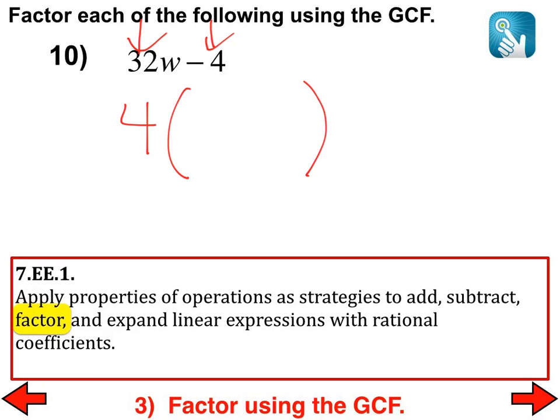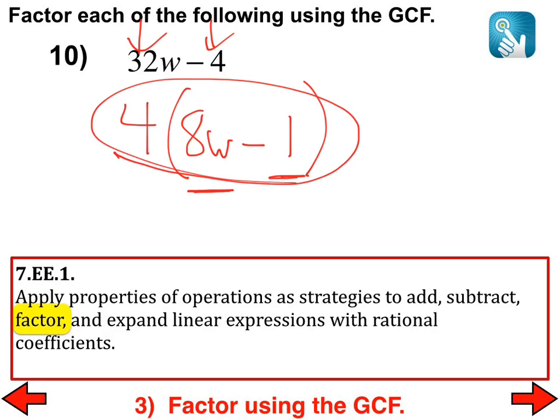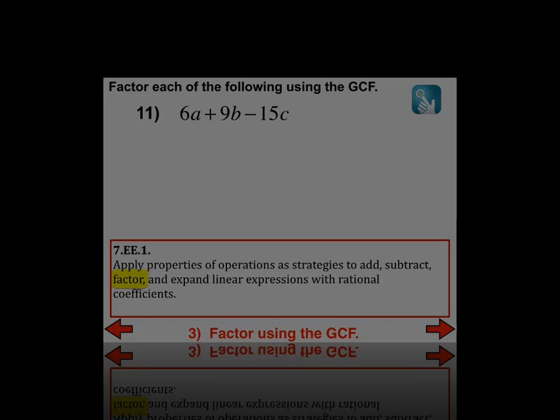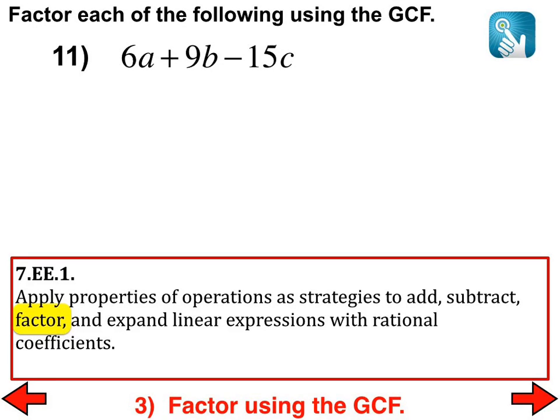So if 4 is on the outside, what's going to go right here? Just say it. 8W. What's going to go right here? 1. Negative 1. Well, we already had the negative there. So it is 4 times the quantity of 8W minus 1. All right. I would like everybody to try number 11. It has 3 terms, but it works exactly the same way.